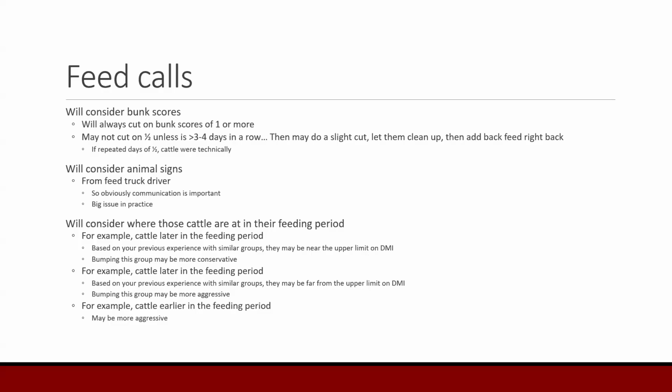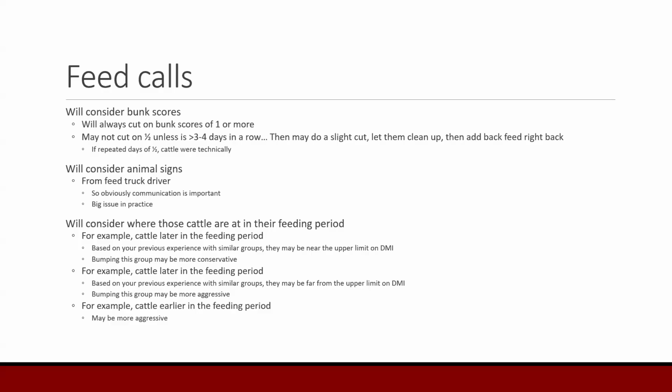Then they'll consider animal signs. So they'll hear this from the feed truck delivery guy. If there's good communications between the bunk reader, the feed truck driver, and this feed caller, they should be able to integrate animal signs, so fecal scoring and aggressiveness to the bunk. So communication between these people is important.